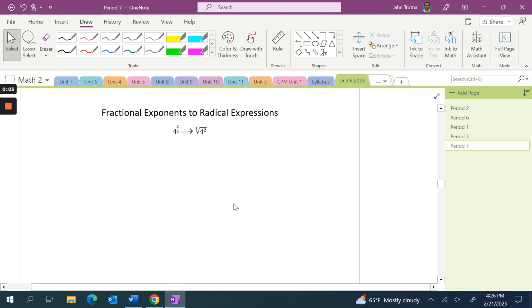Fractional exponents to radical expressions. Let's go ahead and crank this out. So what we're going to do is we are always going to start with an expression that has a fraction as an exponent.